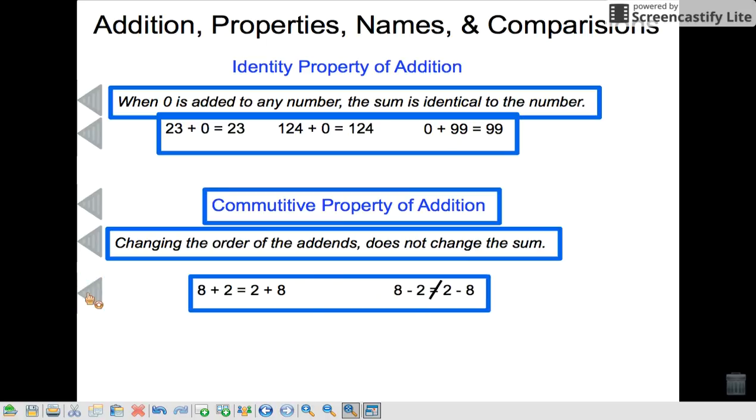For example, we know that 8 plus 2 equals 2 plus 8. It works great with addition. It does not work for subtraction. 8 minus 2 does not equal 2 minus 8. The commutative property of addition allows us to use and create fact families. We'll talk more about that later.